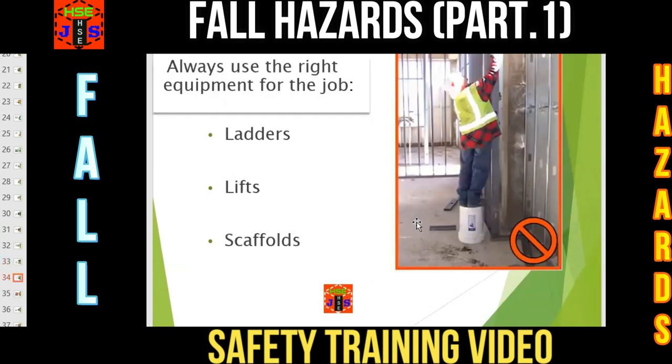Always use the right equipment for the job, either it is a ladder, a lift, or a scaffolding structure. In this case, have a look. This gentleman is standing on the top of a painting drum. It may roll, tilt, or slip any time, and falling of this person may lead to multiple injuries. This is an example of unsafe behavior, unsafe working condition, and this is not allowed.